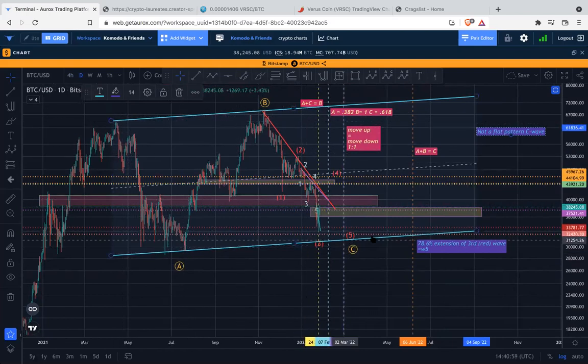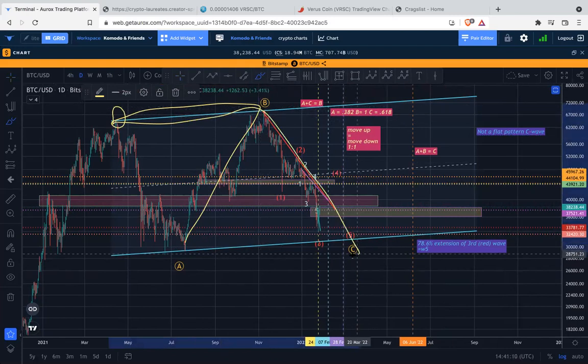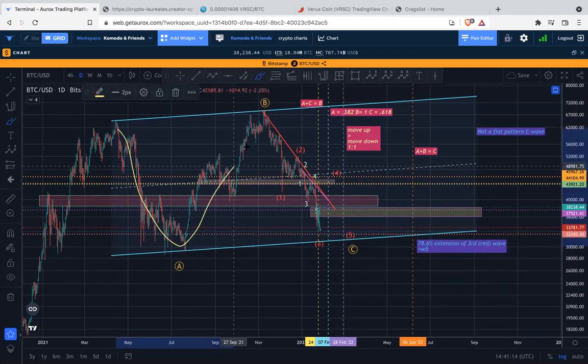We were looking for some sort of channeling. Yes, it could be irregular in the sense that the B wave exceeds the beginning of the A wave, and the C wave exceeds the beginning of the B wave, so that it's basically expanding like that for sure.